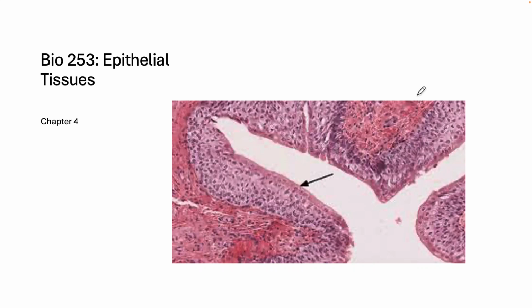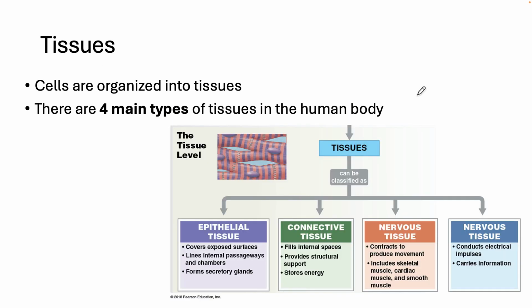Welcome back. Today we're going to be talking about Chapter 4 material, which is tissues, and specifically in this video, epithelial tissues. So remember from Chapter 1 when we talked about the levels of organization, we talked about how tissues are made up of groups or layers of cells with a common function. And we have 4 main tissue types. Epithelial tissues cover body surfaces and line hollow organs.